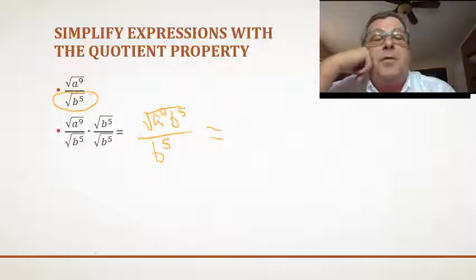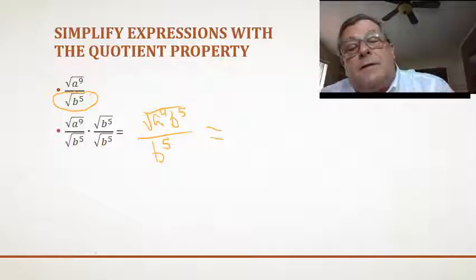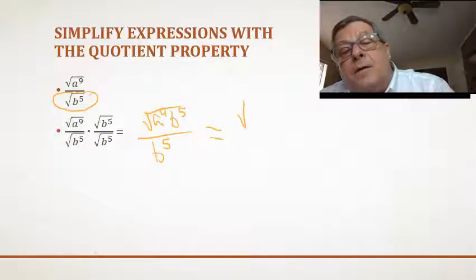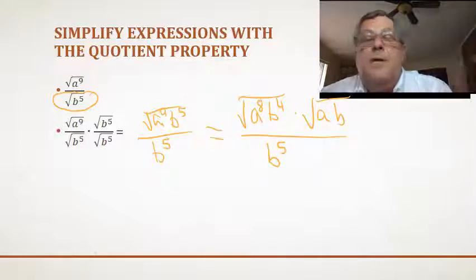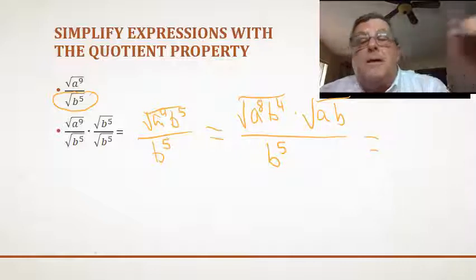Now I'm looking at the numerator, the square root of a to the 9th and b to the 5th. Well, let's see here. Let's see, a to the 9th. Let's break it down like this. I could have the square root of a to the 8th and b to the 4th, square root of that, times the square root of a, b, all over b to the 5th. That gets it a little bit more manageable for me.